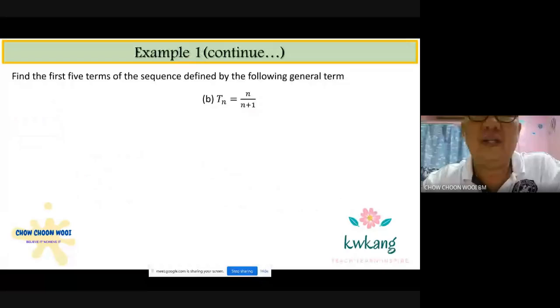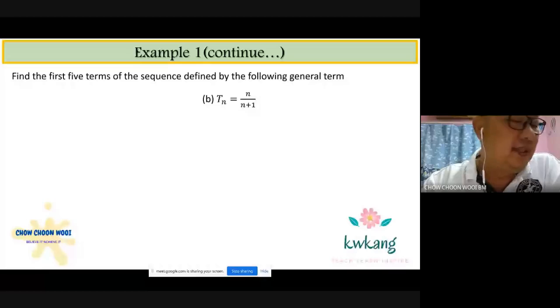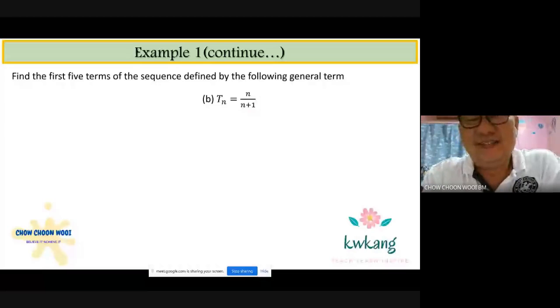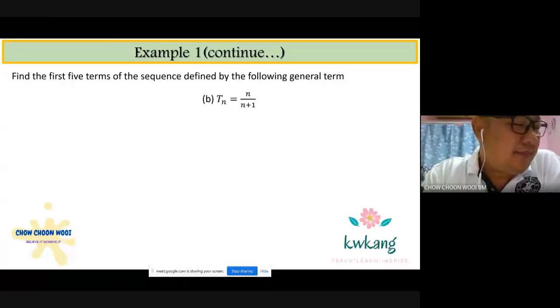Okay, the next one. I give you 1 minute, you try to solve it. Try to find the first 5 terms. Yang ini senang, dulu kita dah belajar dah. Okay, siap? Dah siap tak? Dah siap? Boleh type jawapan.